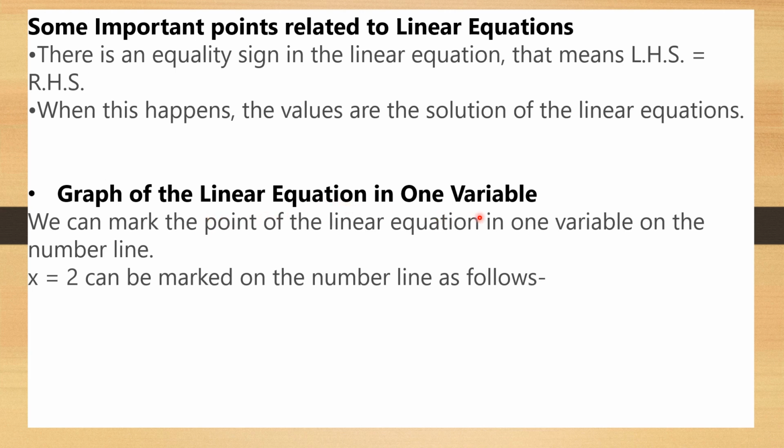Graph of a linear equation in one variable. We can mark the point of a linear equation in one variable on the number line. x equals 2 can be marked on the number line as follows. This is the number line, center O, this is x dash, this is 2. This is the way we plot. We can show x equals 2 on the number line.